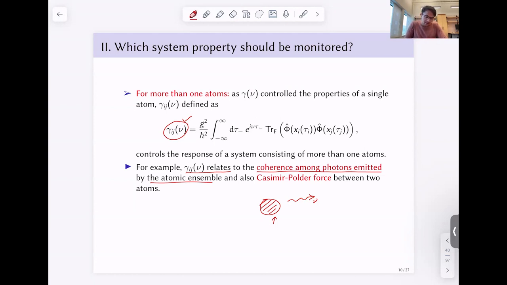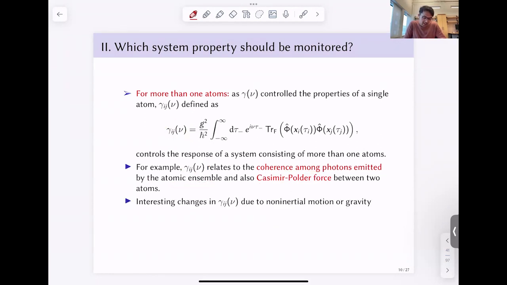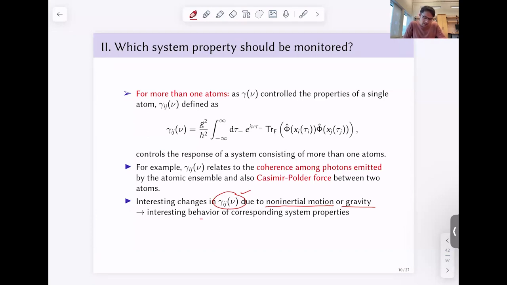So, for example, gamma ij nu can tell you what would be the coherence among the photons emitted by such a quantum emitter. And also gamma ij, for example, will control Casimir-Polder forces between two atoms. The idea here is that you first study gamma ij nu and look for any interesting features arising due to non-inertial motion or gravity. That would mean that such interesting features will manifest themselves in some system properties as well. And then you set up experiments accordingly.